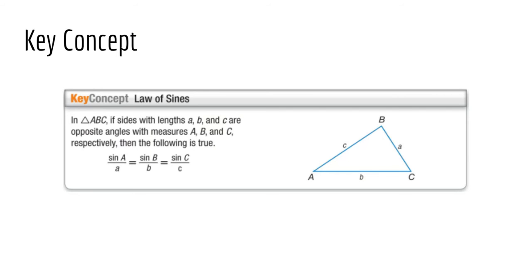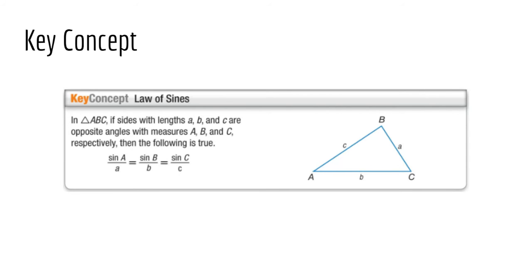Our next concept is the law of sines. So in triangle ABC, if sides with lengths a, b, c are opposite angles with measures A, B, C, respectively, then the following is true. The sine of A over a equals the sine of B over b, which equals the sine of C over c. The best way to explain this concept is just to do an example of it.